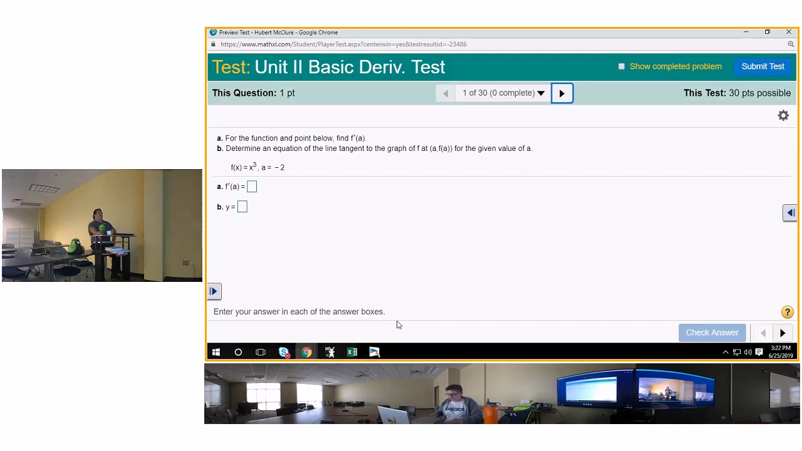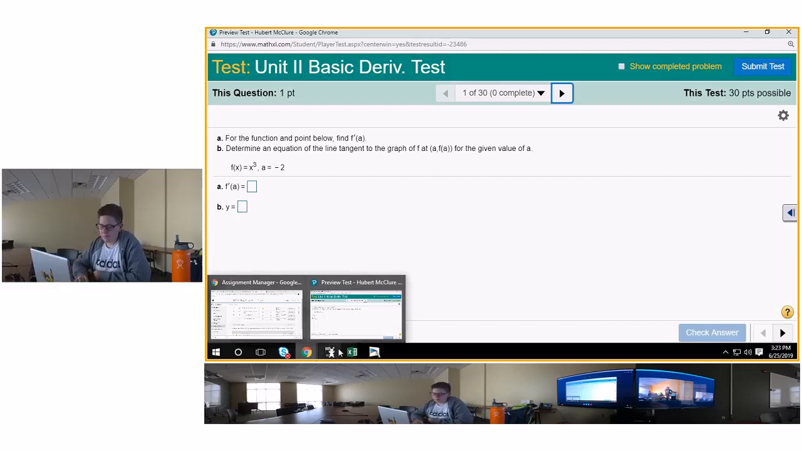Get your derivative. Find your slope. Then plug your -2 into the original, and you get -8. So you know your point. You've got a point and a slope. I think we did one of these in class, did we not? Yeah, something similar.